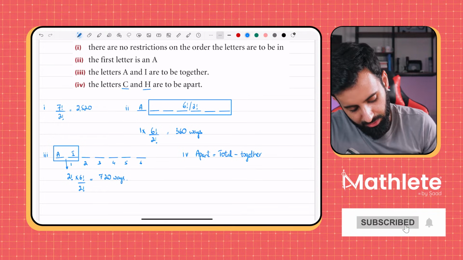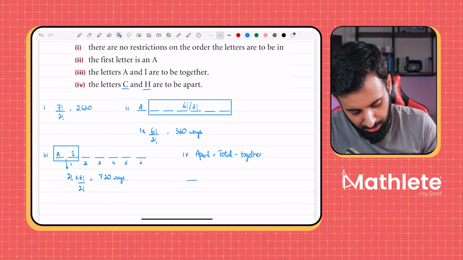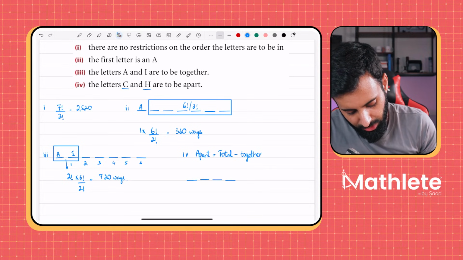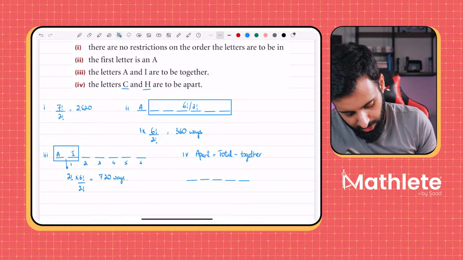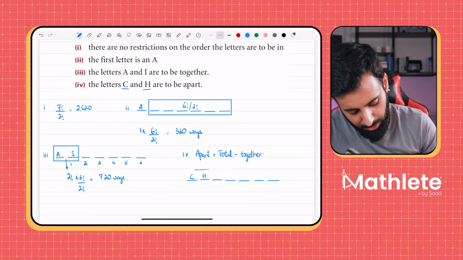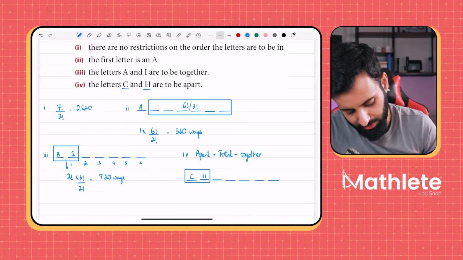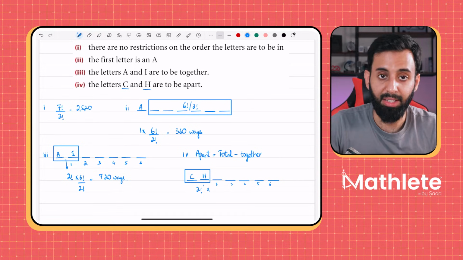Now, if you think about it, let's do the working for that. Let's find out the number of ways that they are together. If you've already thought of what I am going to say, then that's great. 1, 2, 3, 4, 5, 6, 7. Okay. Now, the working for keeping C and H together, like I said, is not going to be any different from the working for A and I to be together.